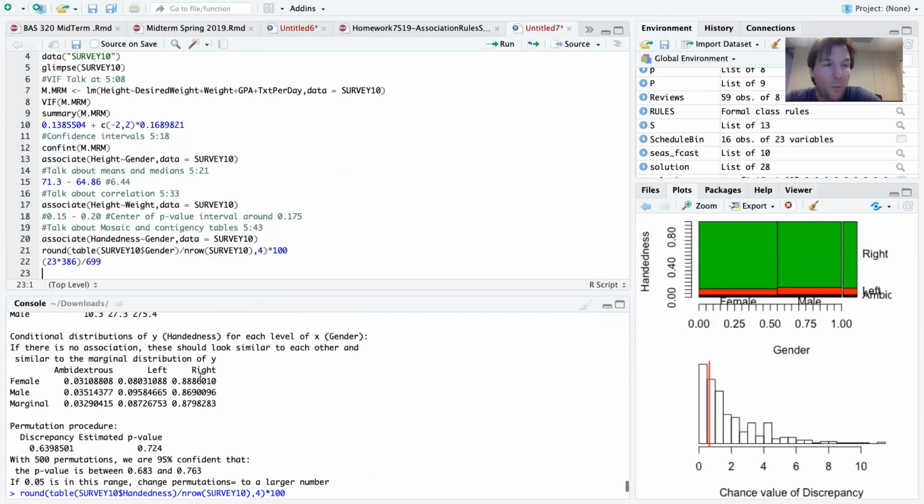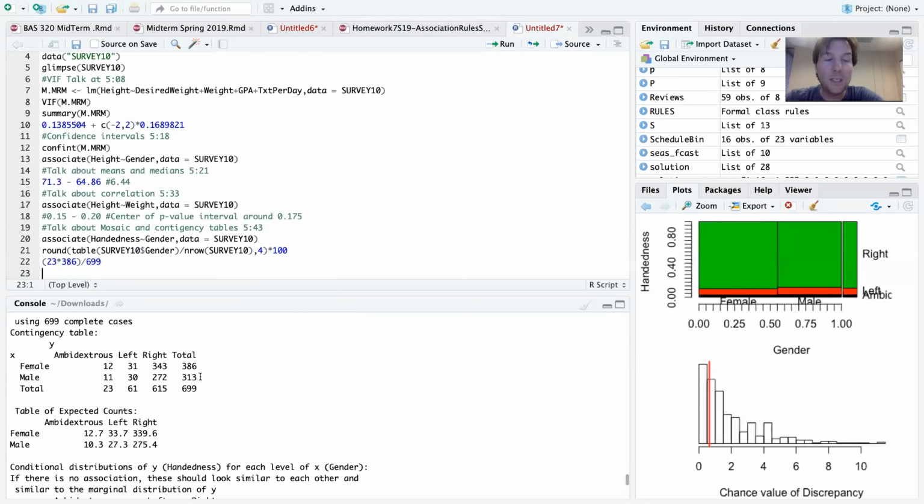And the reason we knew it was 12.7 is because this is the expected count for female ambidextrous. If you notice here, we're talking about this one right here. If you go to this cell, that's the count. That's the observed, how many there actually are. So going down here to the ambidextrous, we see that there are 23 ambidextrous. That's why I get that 23 right there. There are 386 female. That's the 386.